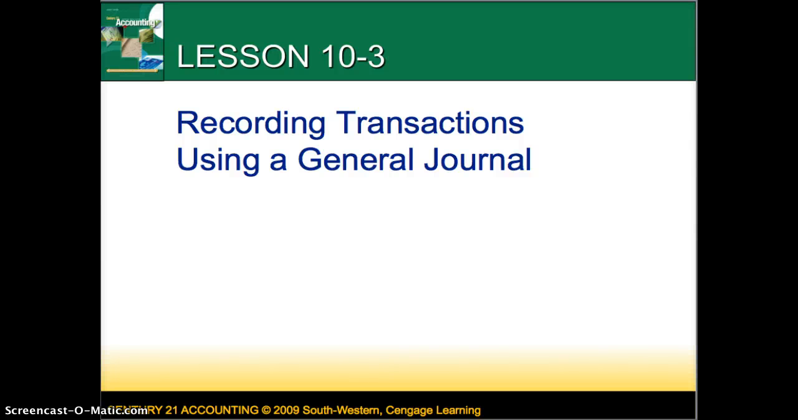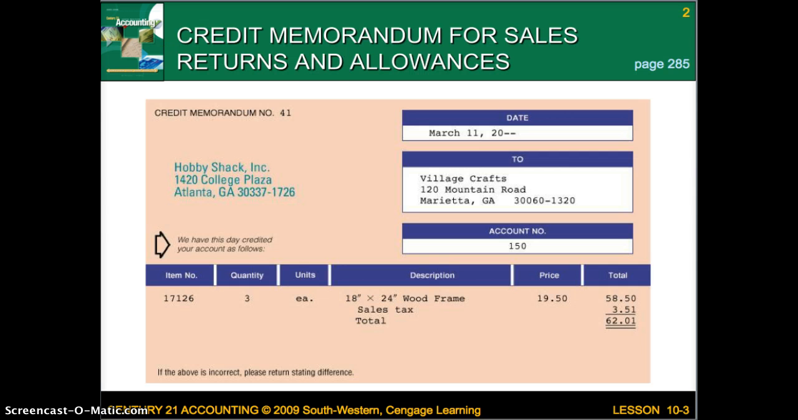This is Lecture 10.3, Recording Transactions Using a General Journal. This is found on page 285 of your book. We need to talk about what sales returns and allowances are.